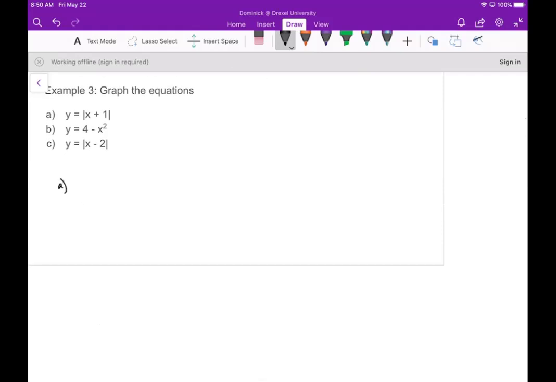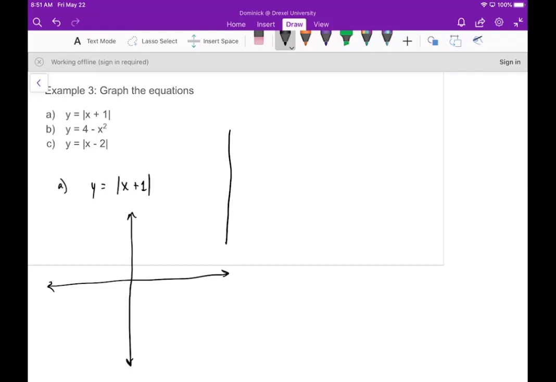Okay, so in part A, we want to graph y equals the absolute value of x plus 1. So some common choices. If you have y by itself, you're going to test easy values of x. So some common choices are like -2, -1, 0, 1, and 2.